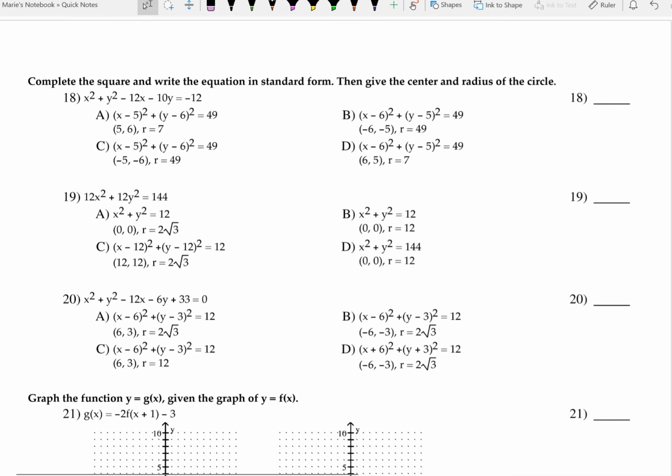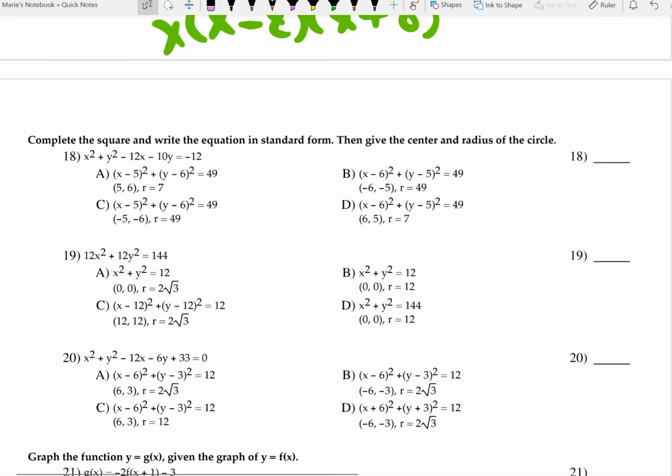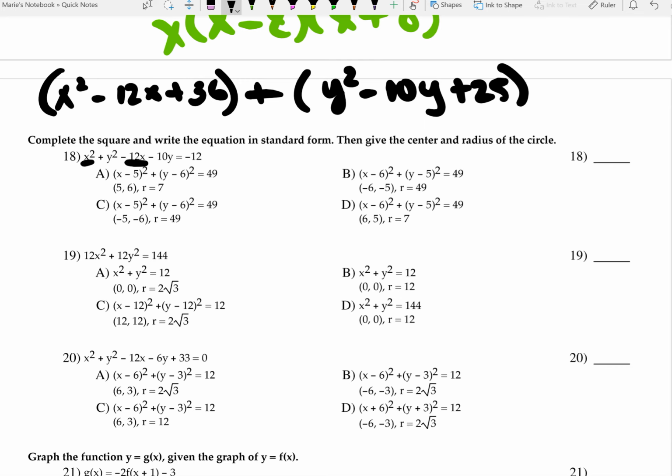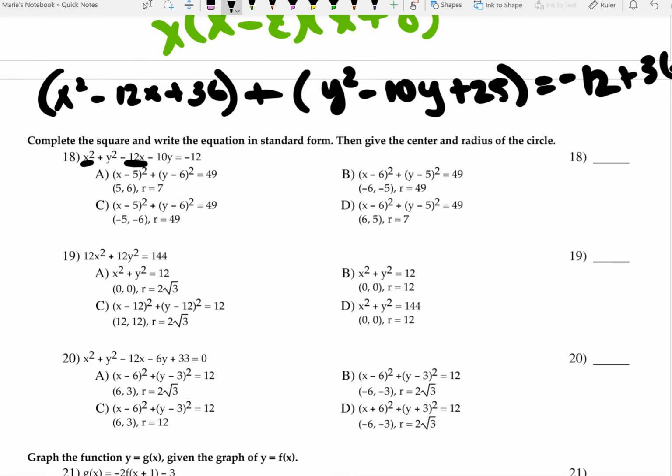Okay, number 18. Number 18, you have to complete the square. And so in this case, you have your x squared, which we combine with the negative 12x. So x squared minus 12x. 12 divided by 2 is 6, 6 squared, positive 36. Plus y squared minus 10y. If I split 10 in half, I get 5. 5 squared is 25, so plus 25. And then this is equal to negative 12. Negative 12 plus 36 plus 25. This results in 49.